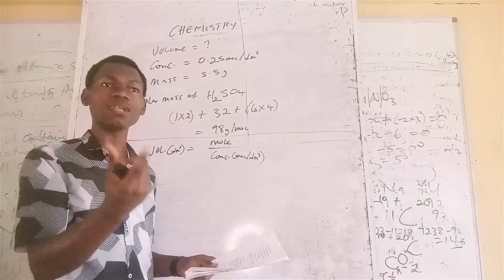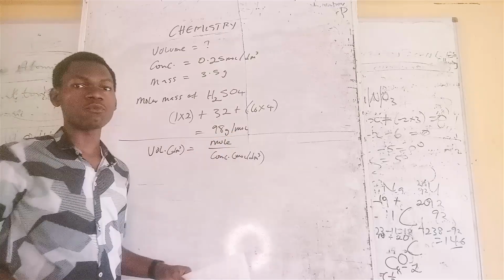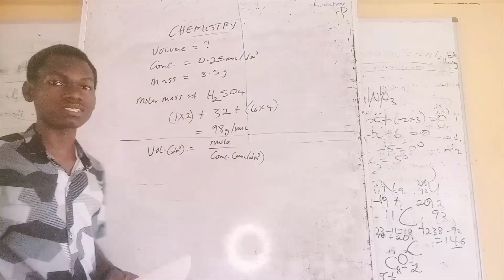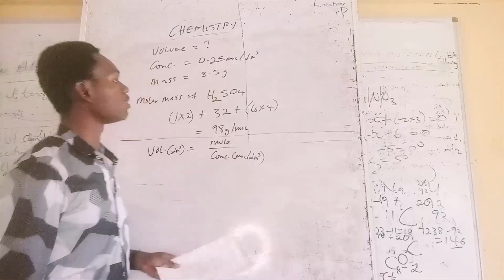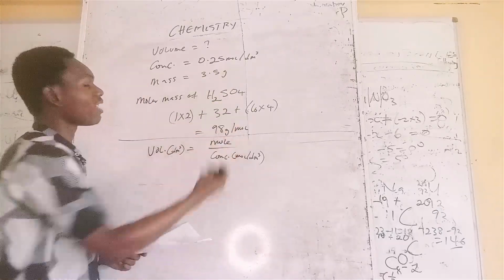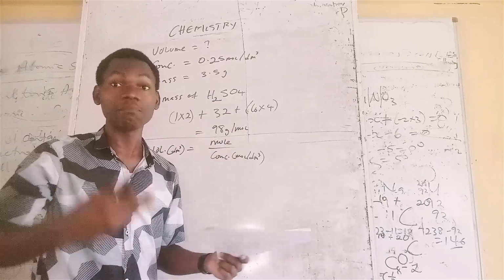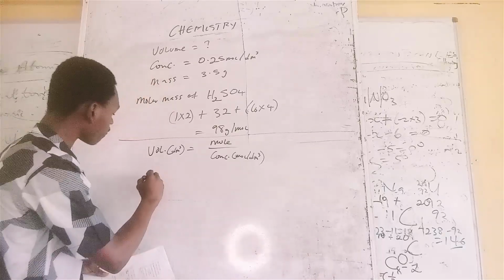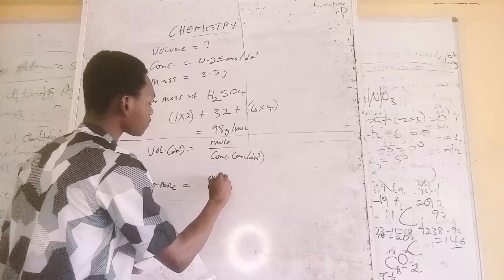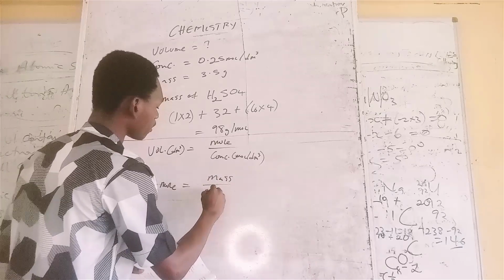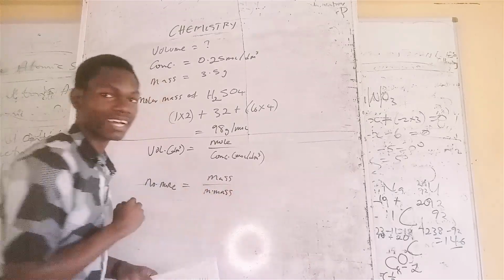But there's a little problem here. We don't know the number of mole. The number of mole was not given to us in our question. But we can calculate the number of moles since we know the mass and the molar mass of that particular acid. Because we know that number of moles is equal to mass all over the molar mass, right?